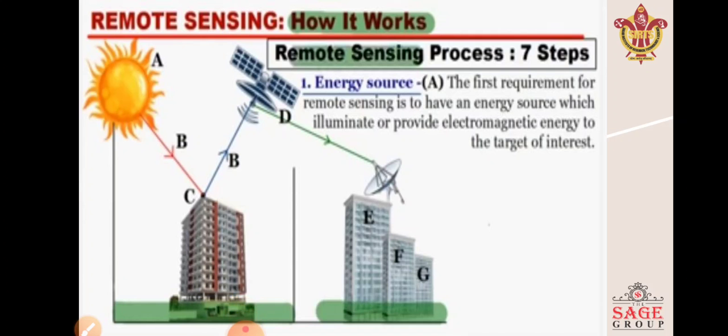The first requirement for remote sensing is to have an energy source which illuminates or provides electromagnetic energy to the target of interest. In this step, the sun is our energy source, that is A. The sun illuminates our target and provides electromagnetic spectrum. Now next step.